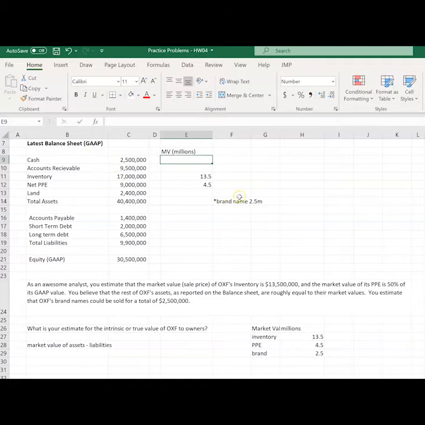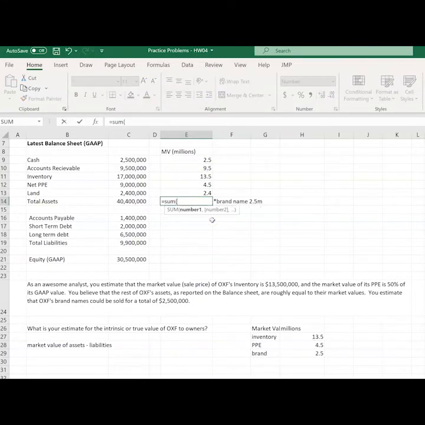All right, and I'm just going to transfer everything else over. So cash, they still have cash on the balance sheet, exact market value of cash, 2.5 million. Accounts receivable stays the same. Land is valued the same. And then total assets is just adding all this up. So we'll go ahead and take the sum of all these. You don't have Excel, you just have to use a calculator.